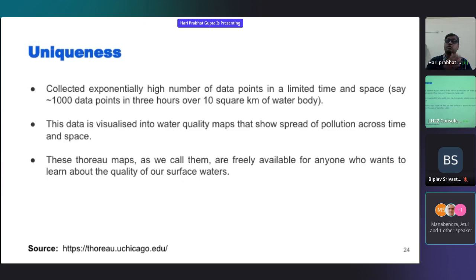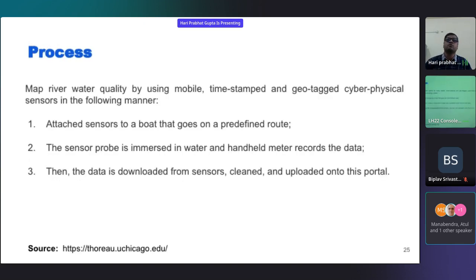The second uniqueness is that the data is visualized, that means a heat map sort of thing. So very easily we can identify what the pollution level is. All this information is visualized, not in a tabular format. And of course, this is open source, so it can be freely downloaded, freely available for machine learning, deep learning, or futuristic processes.